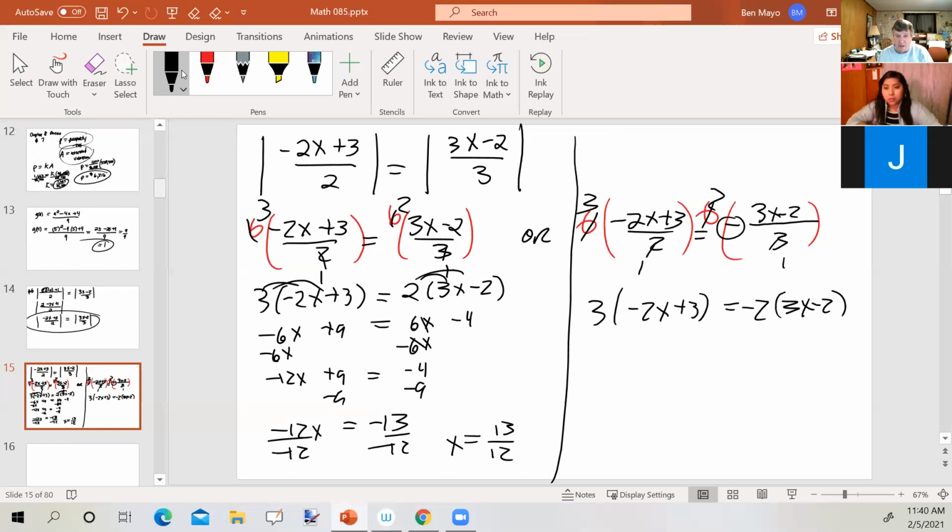Is everybody okay with how I got there? Any questions there? You okay? No? Okay. So you see where I have the 2, and then there's this negative sign out front of the whole thing. I could move that up here and put it like that. So I've got 2 times negative times 3x minus 2. Did you follow that?